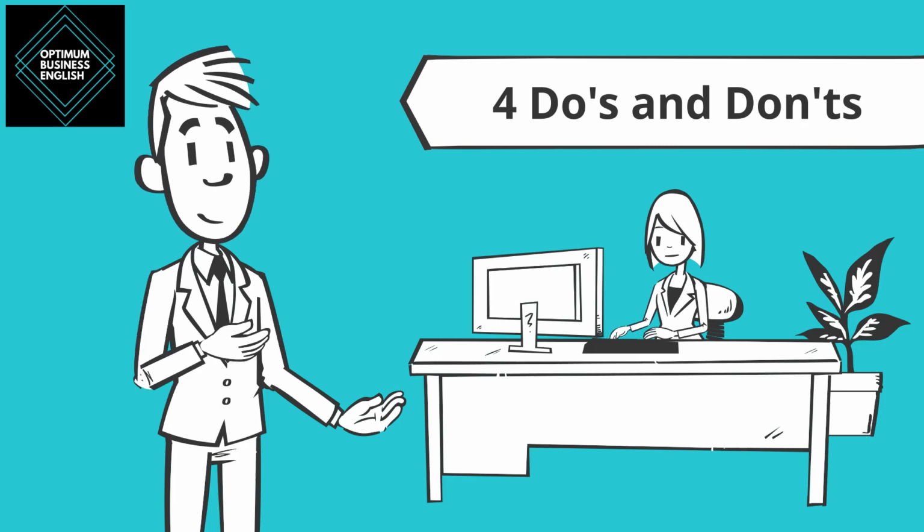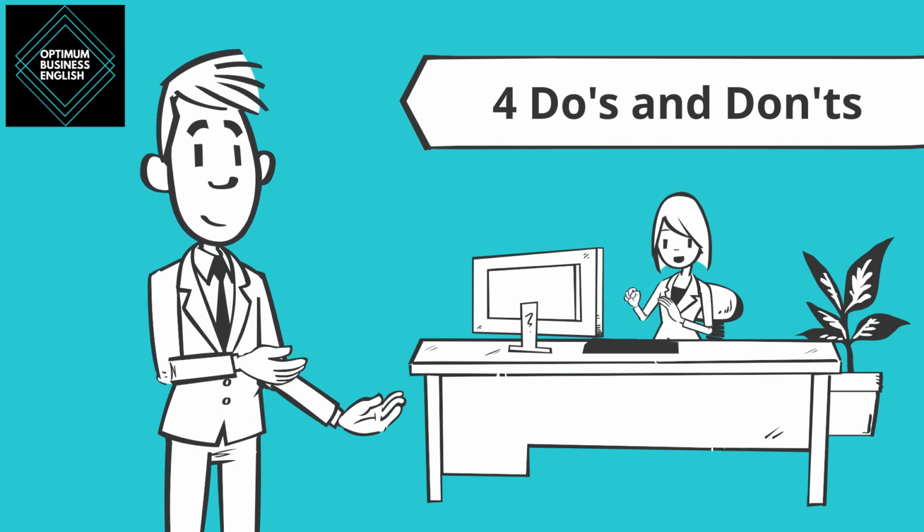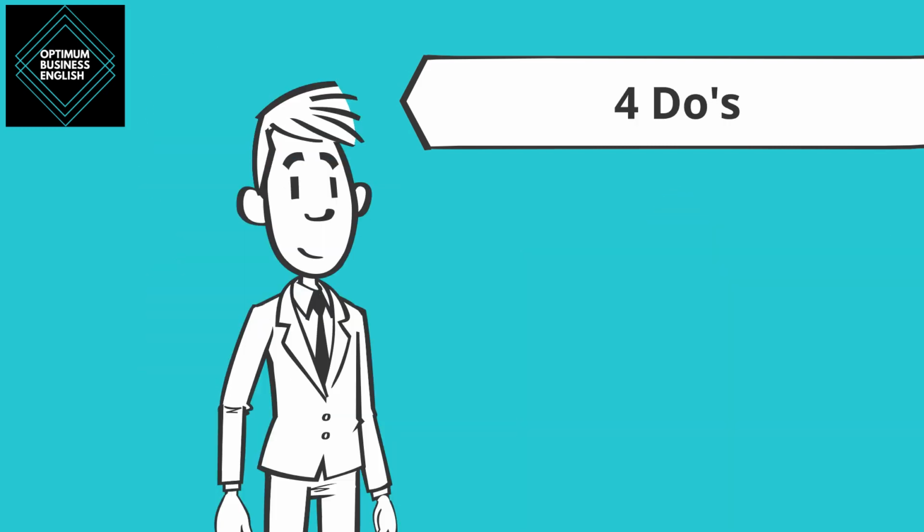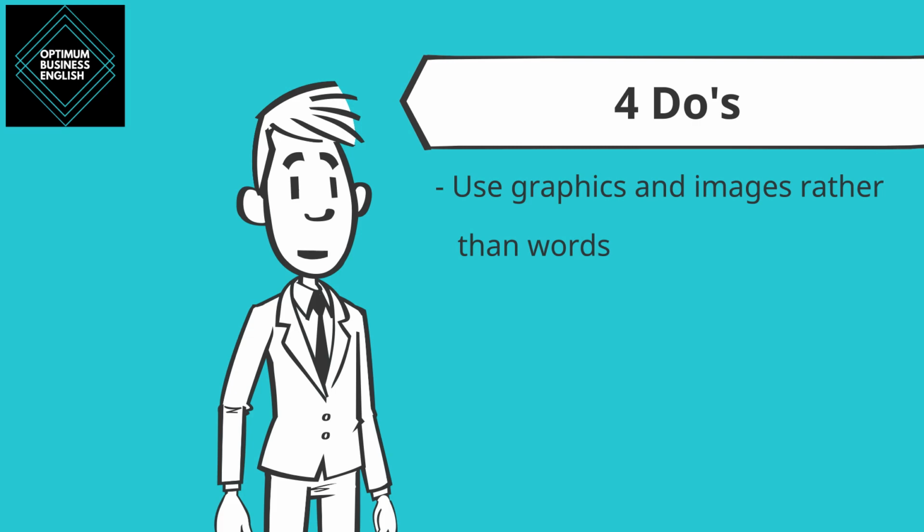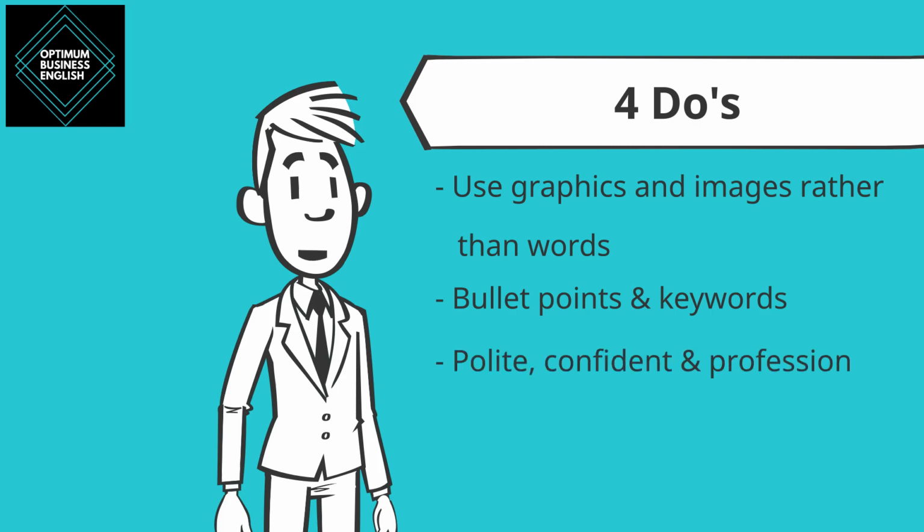Okay. What are the main do's of business English? The most basic do's of business English are: use graphics and images rather than words. Use bullet points and keywords rather than full sentences. Be polite, confident and professional always, and read the room and adapt your approach to suit your audience.